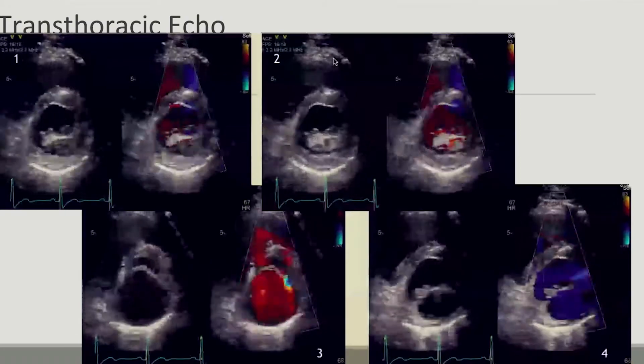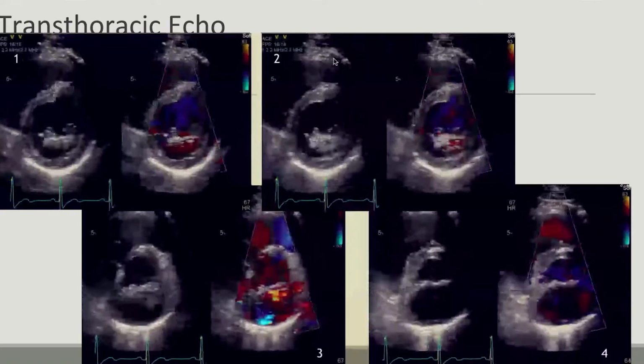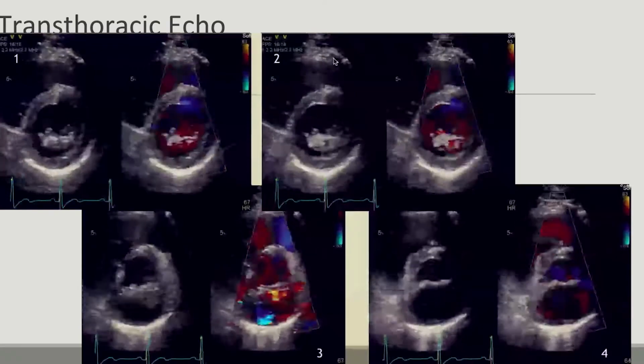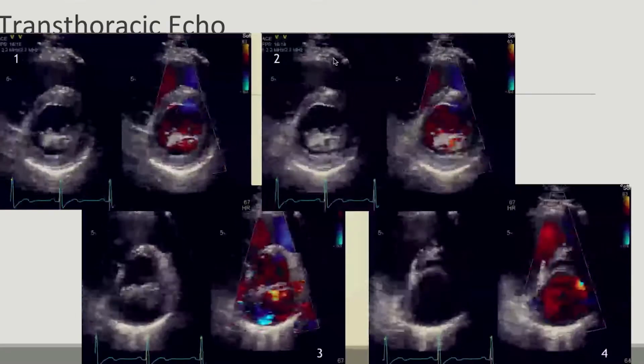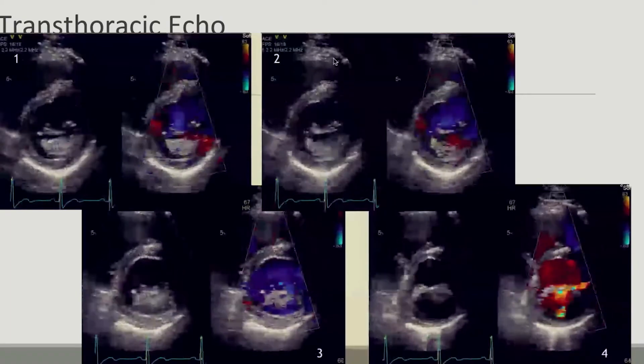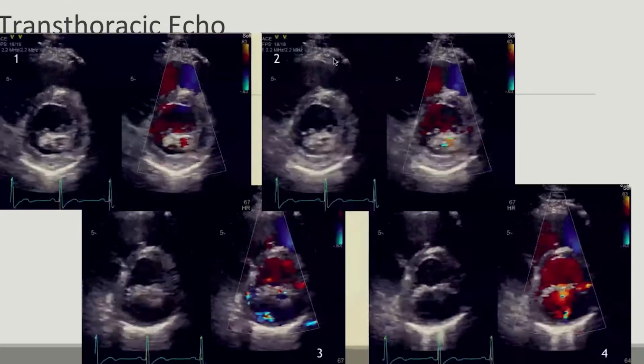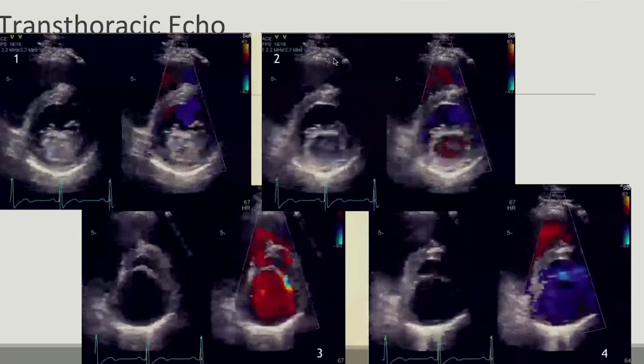As we move up the ventricle, we start to appreciate that there is significant MR. In image 2, we can start to define the origin of the jet at A2P2 in the middle of the valve. As we move up the ventricle in images 3 and 4, we can appreciate the eccentricity of the jet directed anteriorly.